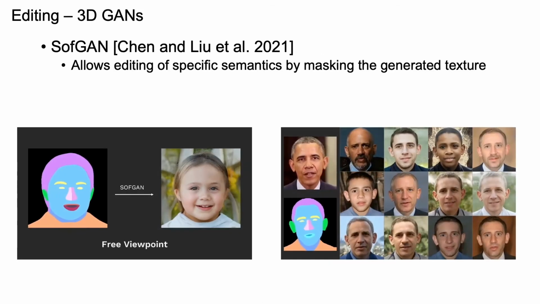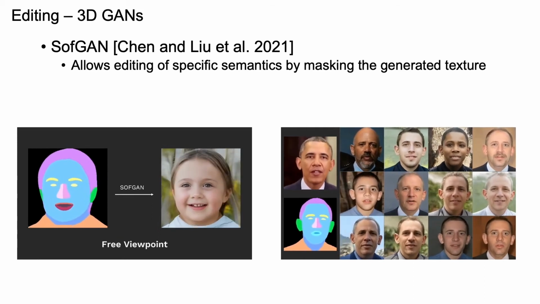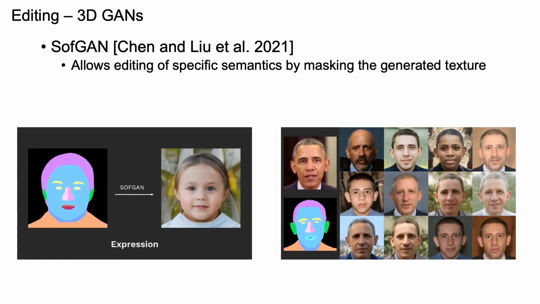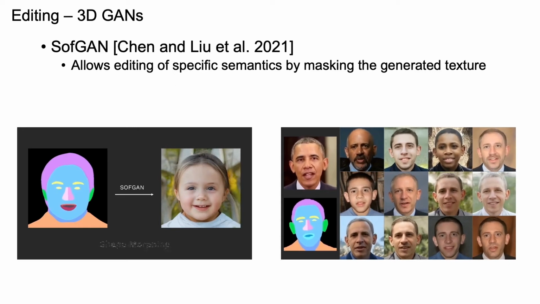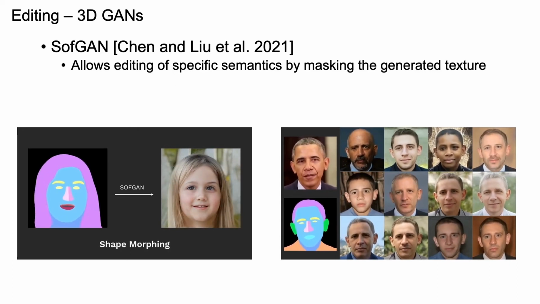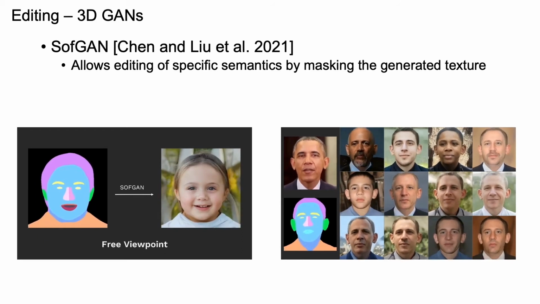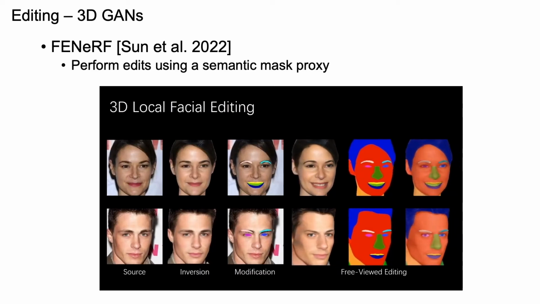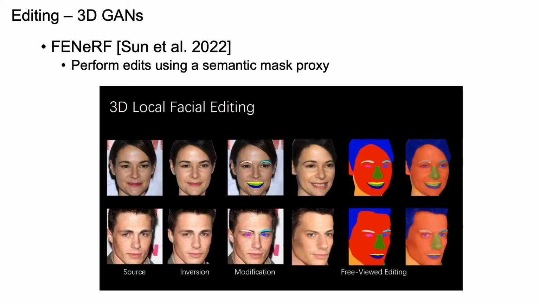3D GANs involve both geometry and texture, which may make the editing task a bit trickier to accomplish. Some editing works have proposed disentangling the generation of geometry and texture, such as SofGAN. Here, specific semantics are edited by masking the generated texture while keeping the generated geometry the same. Similarly, FENeRF follows the same paradigm of disentangling geometry and texture, performing edits using a semantic mask proxy.